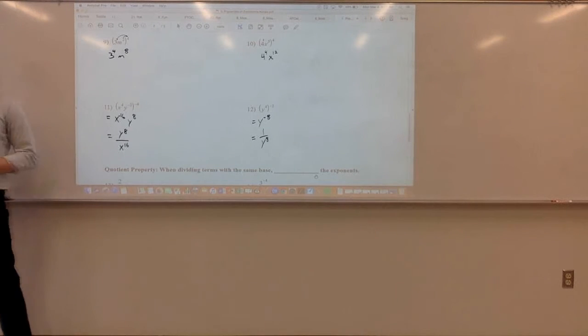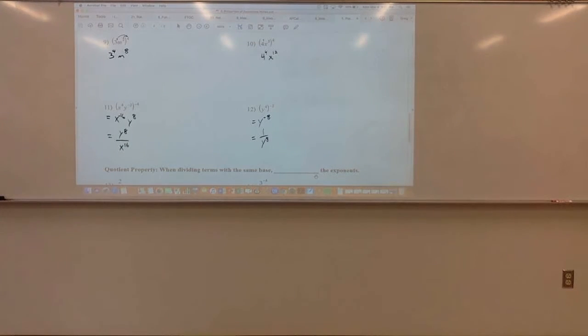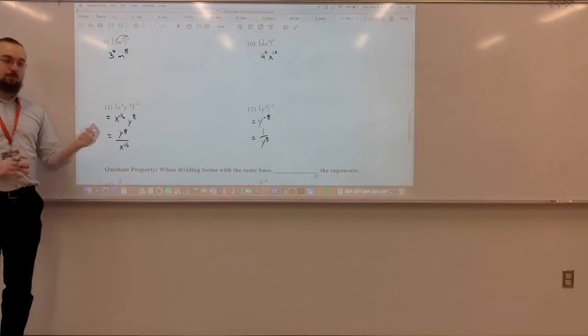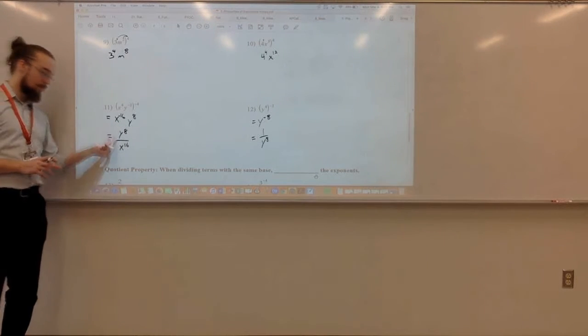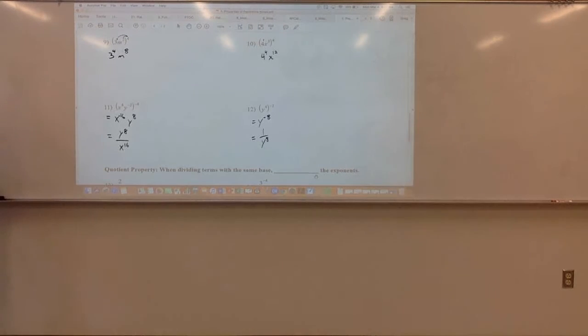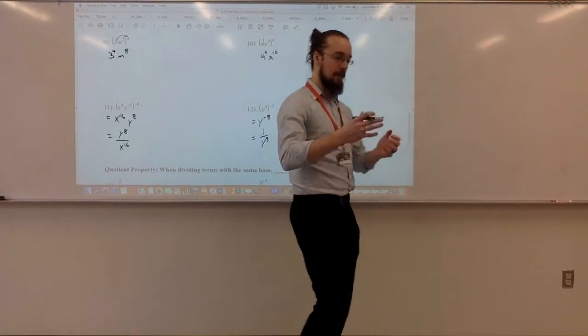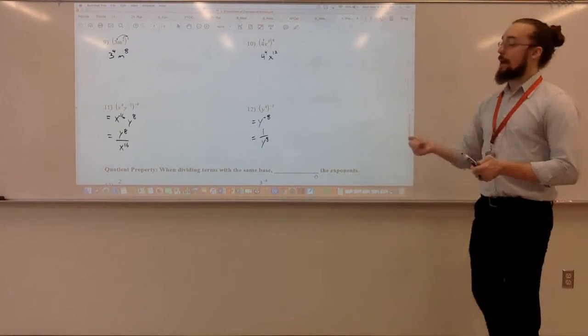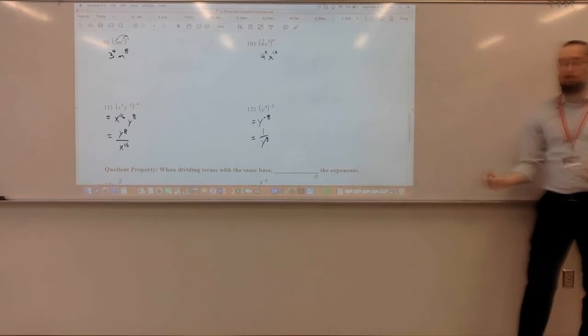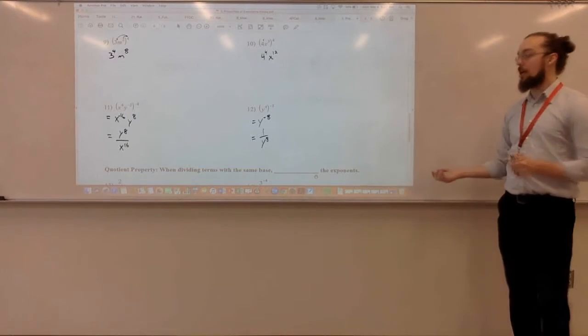Alright, for 11, did we get x to the negative 16th times y to the positive 8th? And then to get rid of this negative exponent, I can take just that x to the 16th to the denominator. Similar idea for 12, we would get y to the negative 8th. To make that a positive exponent, take that term to the denominator, and we would get 1 over y to the positive 8th.